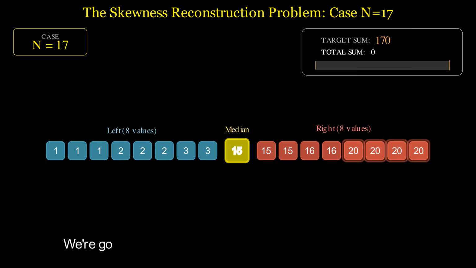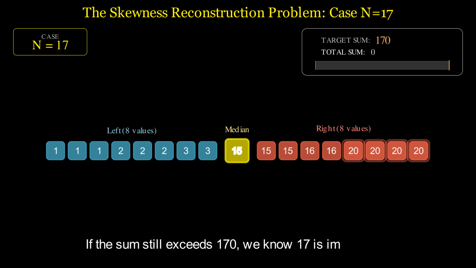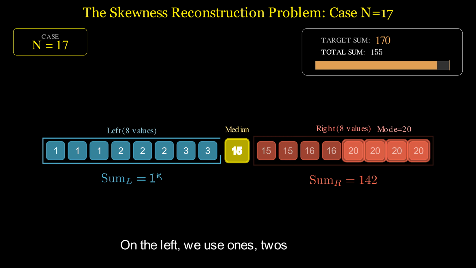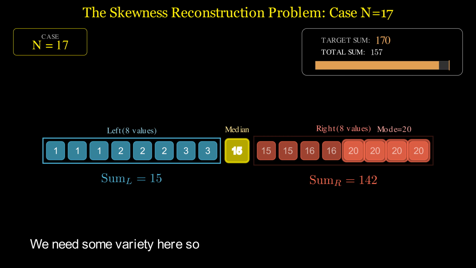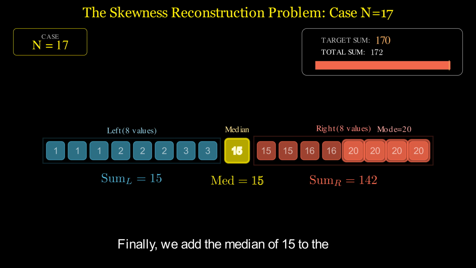Let's test 17. We're going to build this set using the smallest values possible. If the sum still exceeds 170, we know 17 is impossible. To keep the right side sum as low as possible, we use the smallest integers allowed, 15s and 16s. On the left, we use 1s, 2s, and 3s. We need some variety here so we don't accidentally create a second mode. Finally, we add the median of 15 to the total.